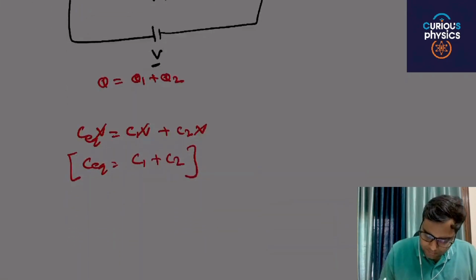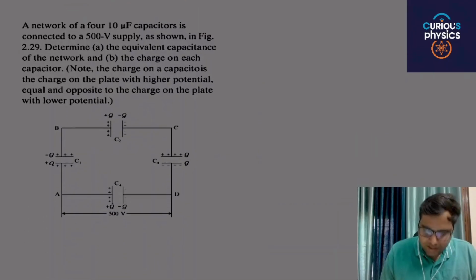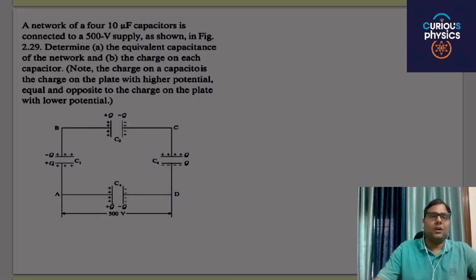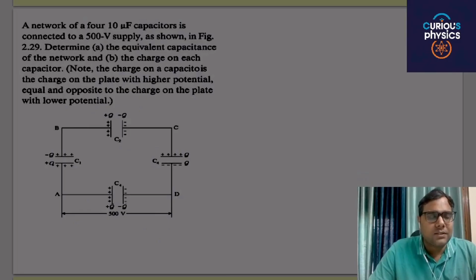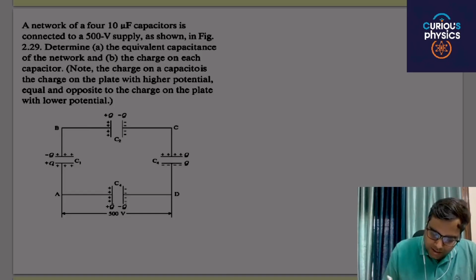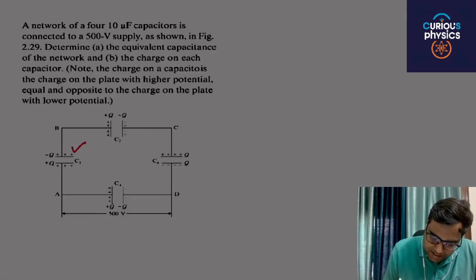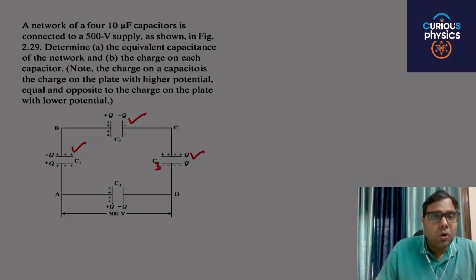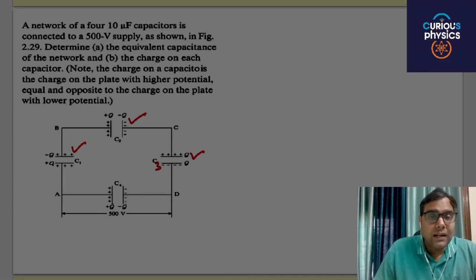So next is this particular question. A network of a 10 microfarad capacitor is connected to a 500 volt supply as shown in the figure. Find the equivalent capacitance of the network. In this case, you can say that C1, C2 and C3 are all in series.